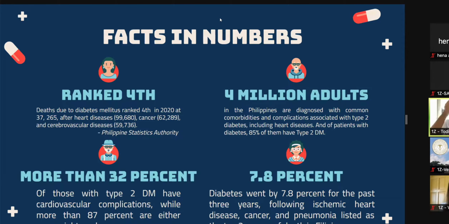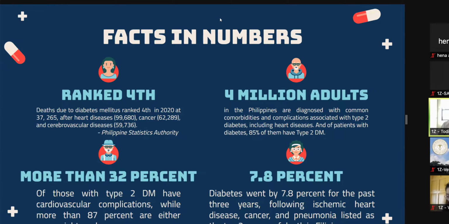Okay po. So before we define what diabetes mellitus is, here are some facts po muna. According to the Philippine Statistics Authority, deaths due to diabetes mellitus ranked fourth in 2020 at 37,265, after heart diseases, cancer, and cerebrovascular diseases.